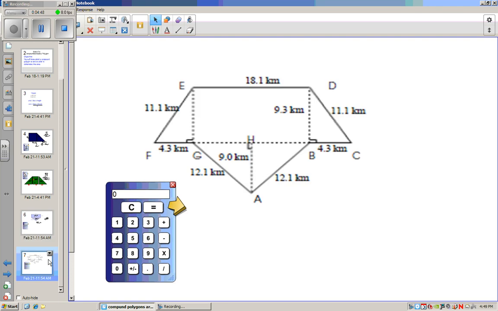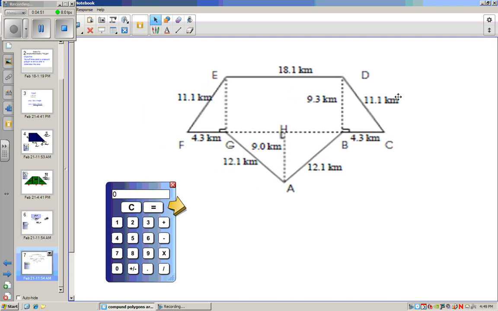One last one, a little more complex. You might sometimes have to do several different shapes. If you look at this one, we have a bunch of different areas, a bunch of different polygons that we need to break this up into. So if I take one triangle at a time, this triangle and this triangle are identical. So I'm going to start with those. I'm going to use my calculator.